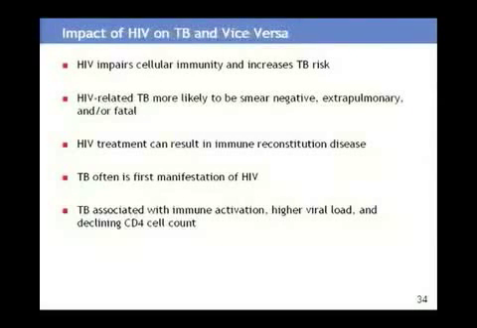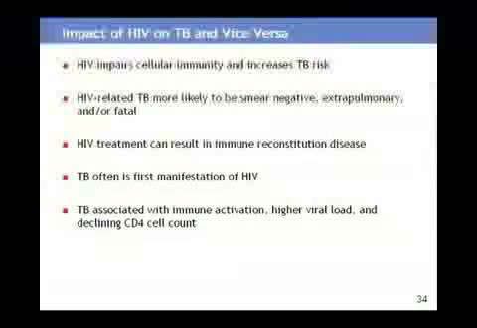When the person has TB infection, the cellular immune system has contained the illness, and therefore the person does not progress to active disease. Once HIV comes into the picture, cellular immunity is compromised, and TB is able to proliferate and reactivate. And you'll learn more about that in a later lecture. HIV-related TB is more likely to be smear-negative, extrapulmonary, and/or fatal. And therefore, smear-negative and extrapulmonary disease makes it much more difficult to diagnose HIV-related TB.